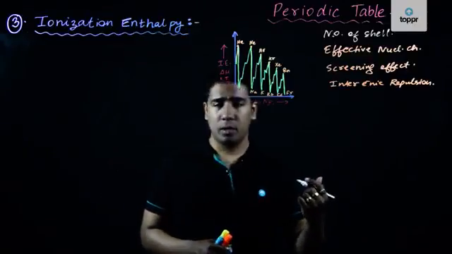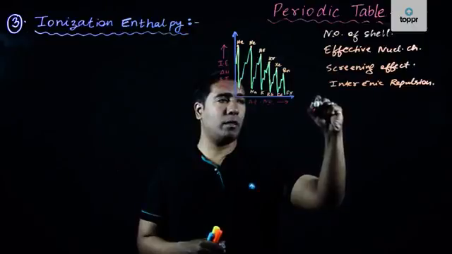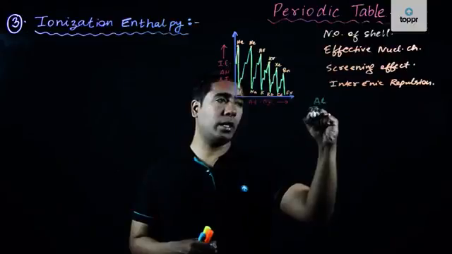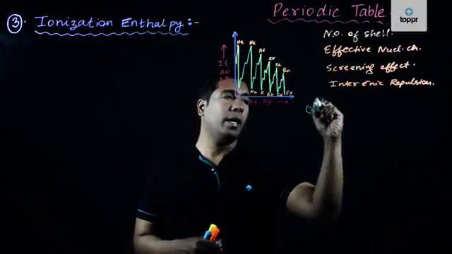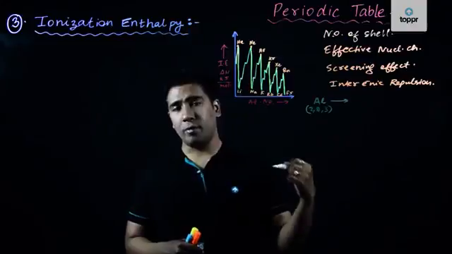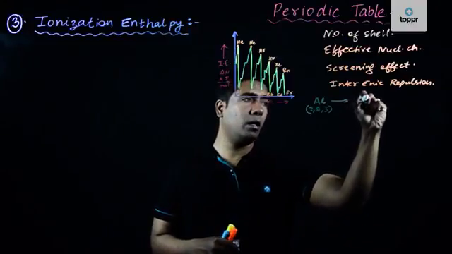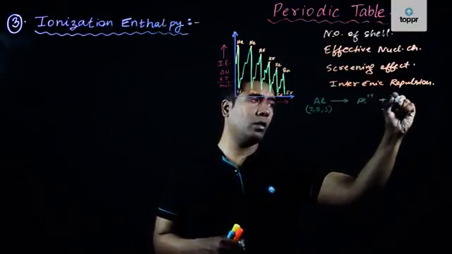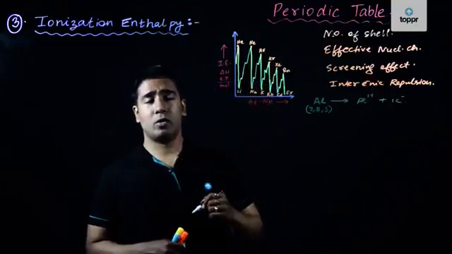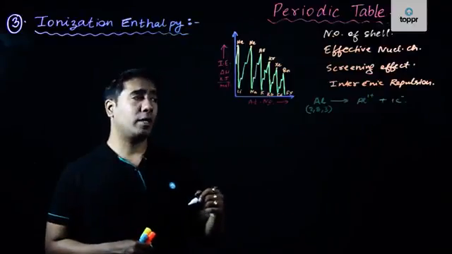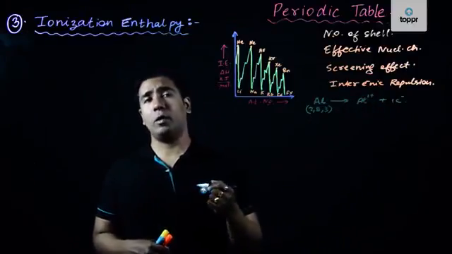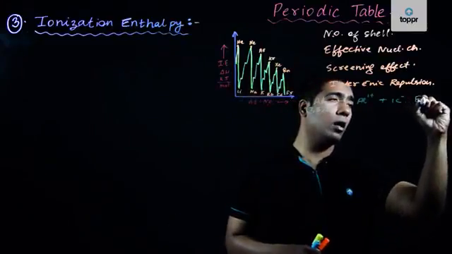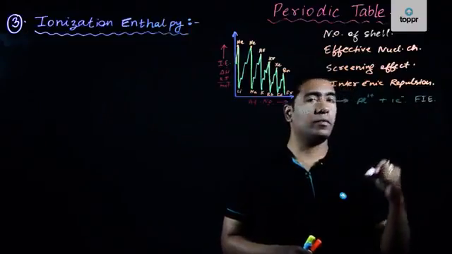When we talk about aluminium, we have an aluminium atom whose electronic configuration is 2, 8, 3, because the atomic number is 13. Hence, this aluminium atom will give away one electron and form Al 1 plus. Because we have removed this valence electron, the amount of energy required to remove it will be the first ionization enthalpy. Let's write it down.